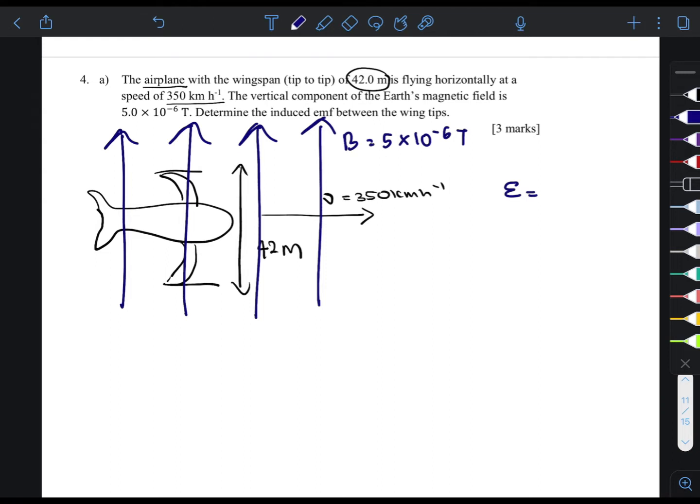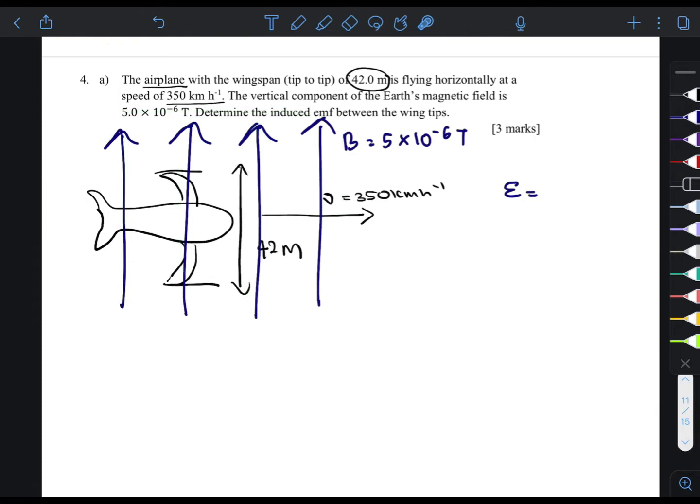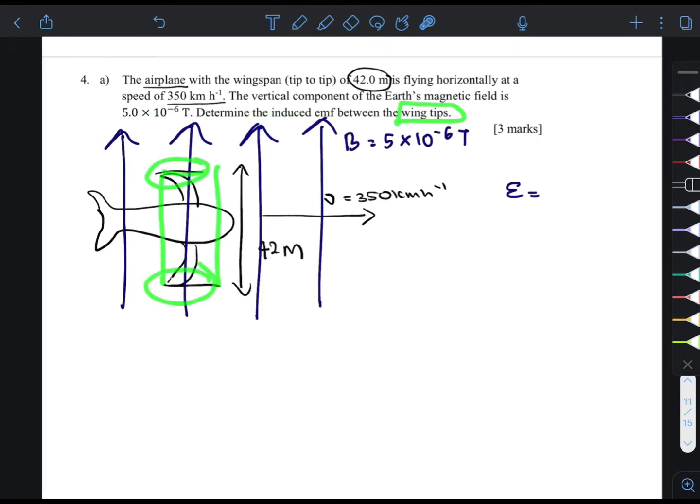EMF can be induced when there is change in the flux. However, we have two special case, iaitu untuk rotating coil dan juga conductor moving in the uniform magnetic field. So ini adalah case conductor moving in the uniform magnetic field because you have Earth magnetic field which are uniform along the vertical component. And kita nak cari induced EMF from the tip to the tip, so sepanjang kawasan ini. So this one now act as our conductor which is moving along the horizontal with a certain speed.